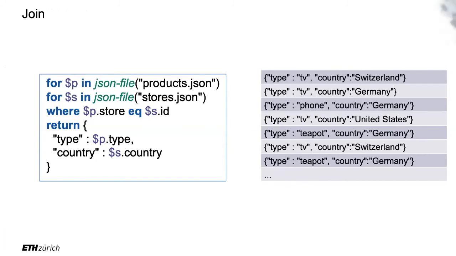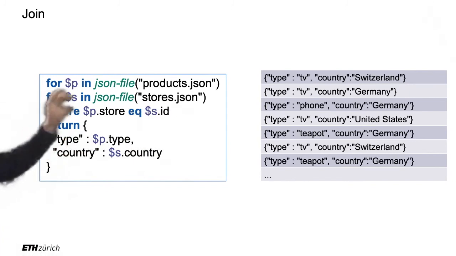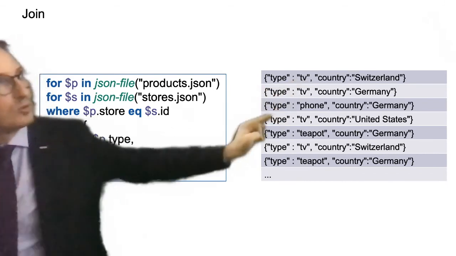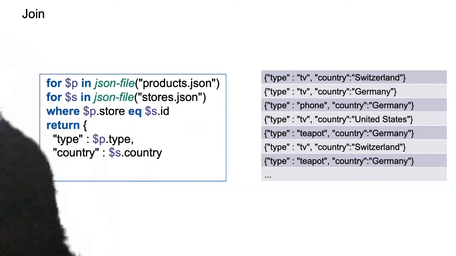You can join. How do you join? It's a double for. You use a double for that would do the Cartesian product, right? But then you have this where, and here you filter with the foreign key store pointing to the primary key of the other collection ID. And then you display for every matched product and store the type and the country. So here you have a TV sold in Switzerland, a TV sold in Germany, a phone sold in Germany, and so on and so on.